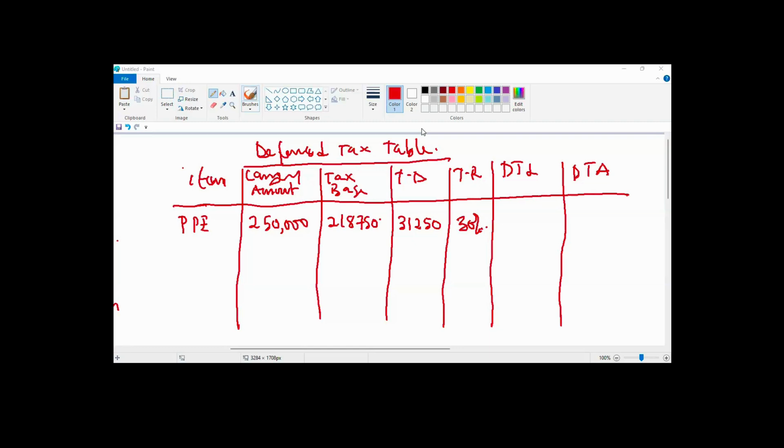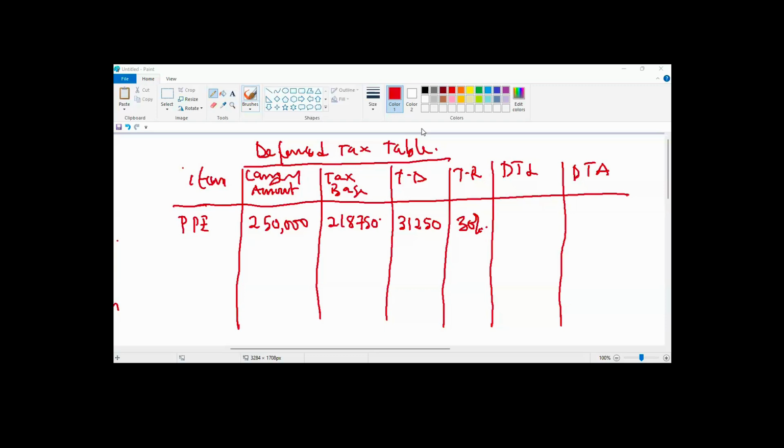The requirement said compute the deferred tax provision. You will start from the requirements. The requirement says that we should compute the deferred tax provision. That is the requirement.